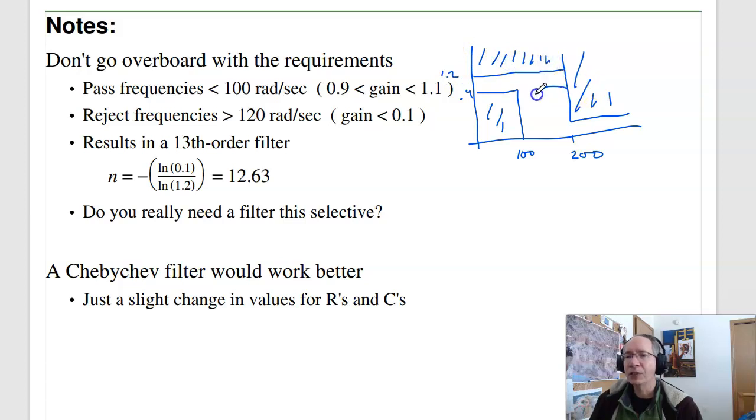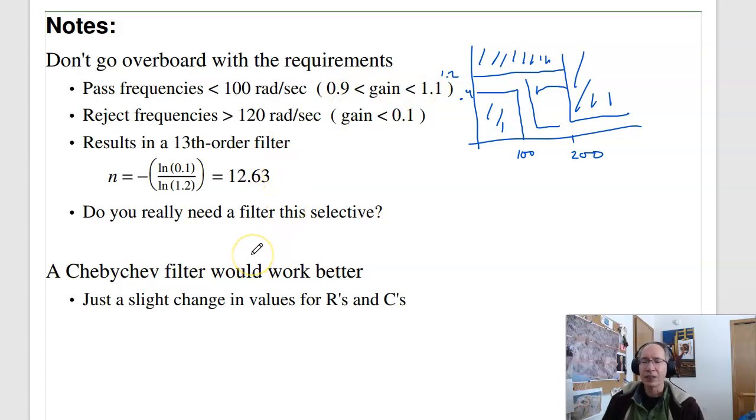If I take this requirement and push it in, say I want to block frequencies above 110, on paper that looks good, but if you solve for that filter, or make it 120, I'm going to need a 13th order filter. You can build a 13th order filter. It won't be fun, but if that's what you get for the requirements, you might go back to the customer and ask, do you really need to reject frequencies beyond 120 radians per second? Could you live with 200 radians per second? If you could, I don't need a 12th order filter. I can use a 5th order filter. So requirements are all important. If I go overboard on the requirements, that's going to imply a really high order filter.